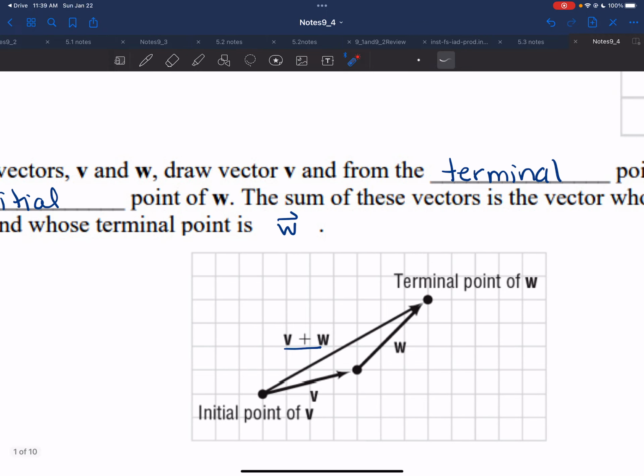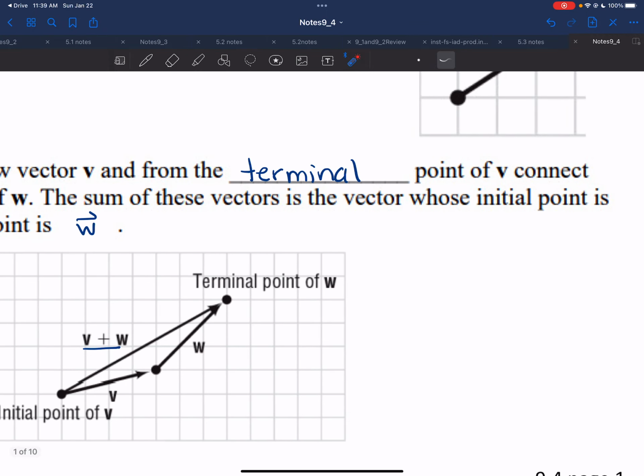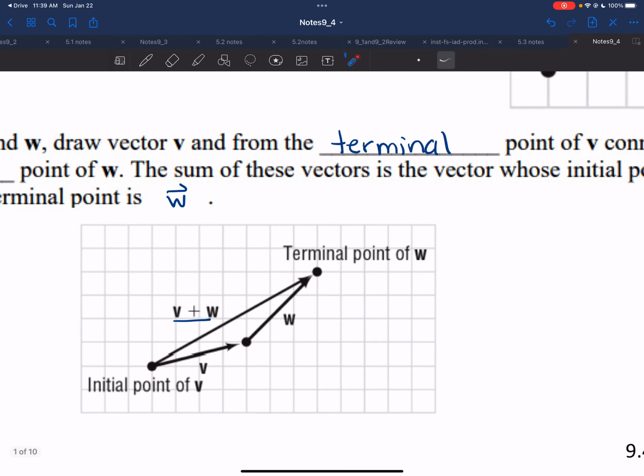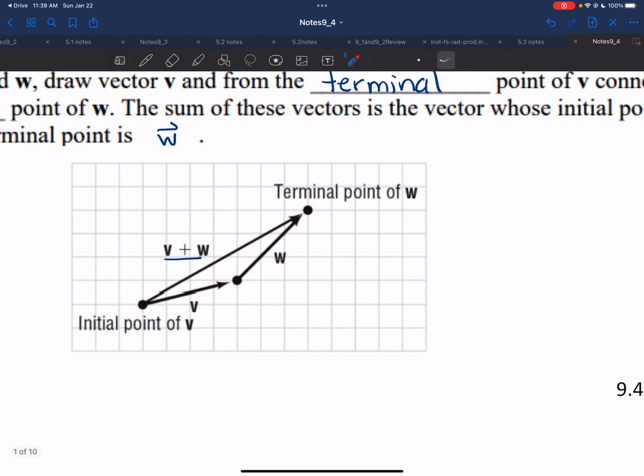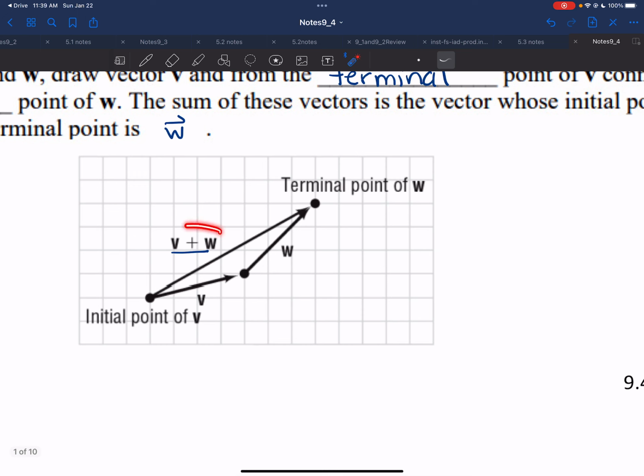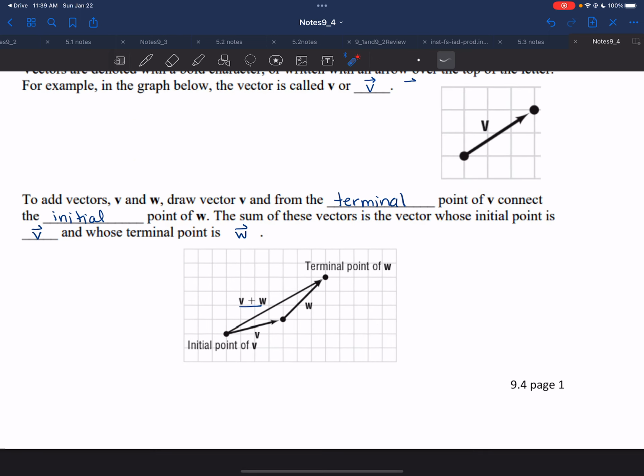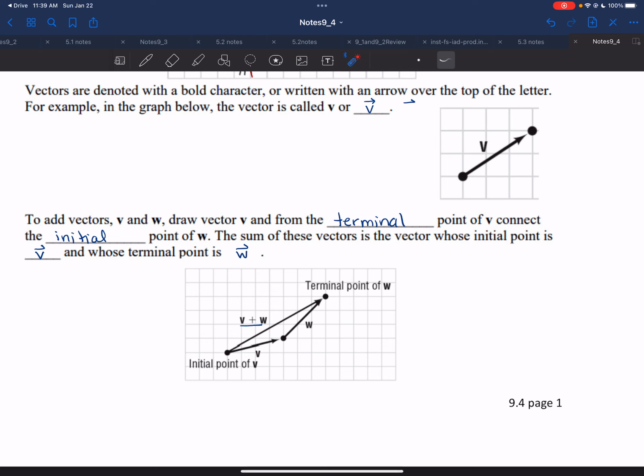Your initial point, terminal point of v connects with the initial point of w, and then when you put the sum of the vectors, essentially, this v plus w, you're taking all of your x values here, and then all of your y values here, and that new vector becomes the hypotenuse of the triangle, right? So you're just looking at your x and y components as we go. And I'm going to have an activity for you guys to do that's going to help make things a little bit easier. So this is page 1. I'll pause here and you can continue on for page 2.